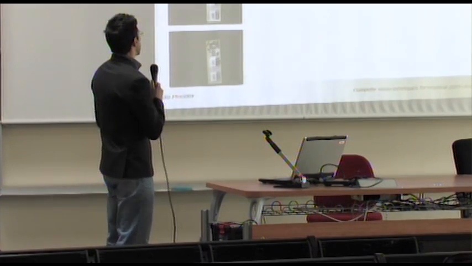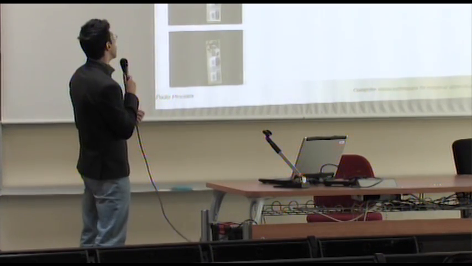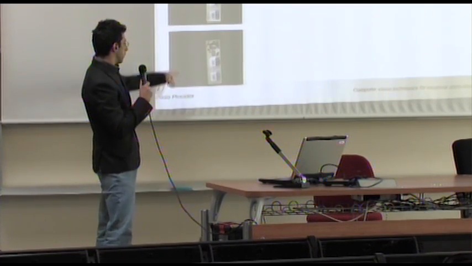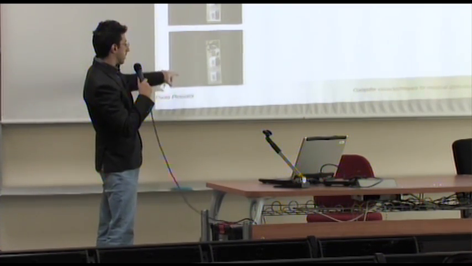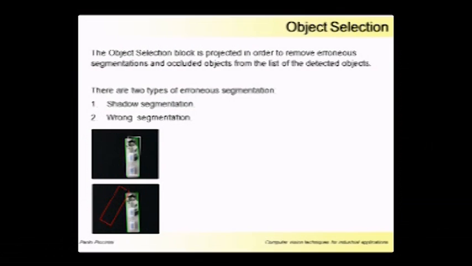We practically found two types of erroneous segmentation. We call the first type shadow segmentation, and it is depicted here, while the second type, wrong segmentation, is very wrong segmentation that detects an object where there is none, and is depicted here. To get rid of shadow segmentation, we use a very simple empirical rule, while wrong segmentation is removed using a method based on color similarity, and this is the similarity measure used here.